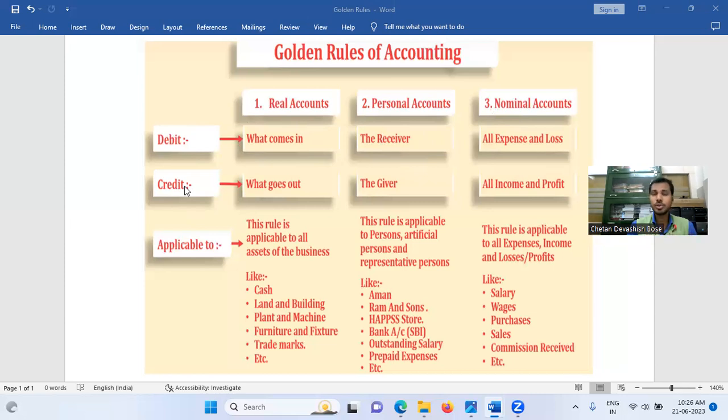So these are the golden rules that we need to keep in our mind while preparing the trading account, profit and loss account, or a balance sheet statement. It would be helpful for us in order to solve the sums.